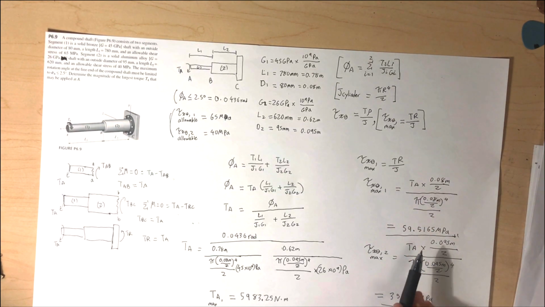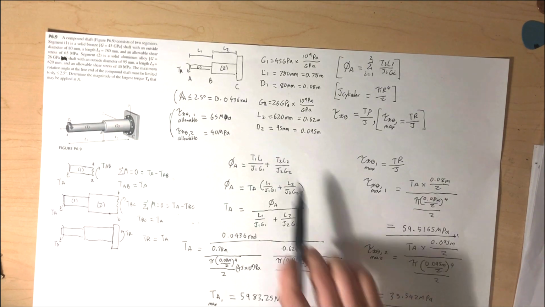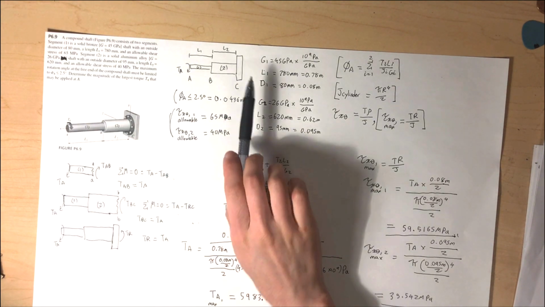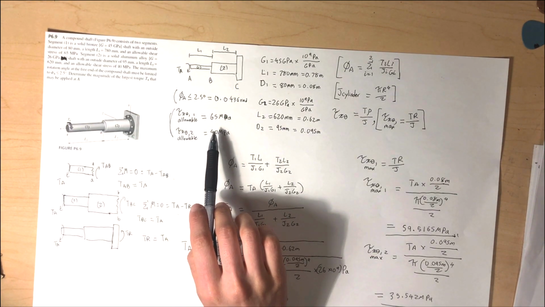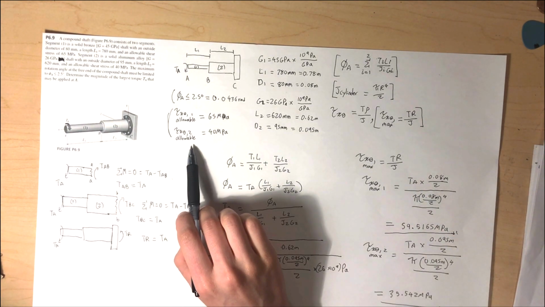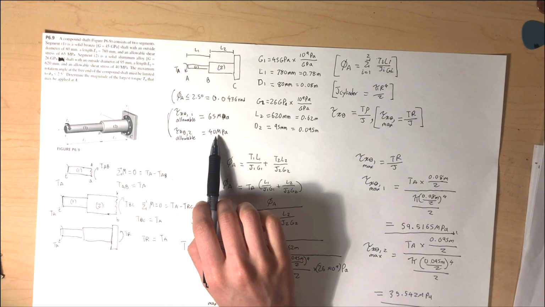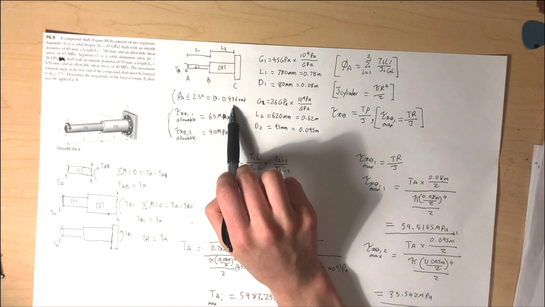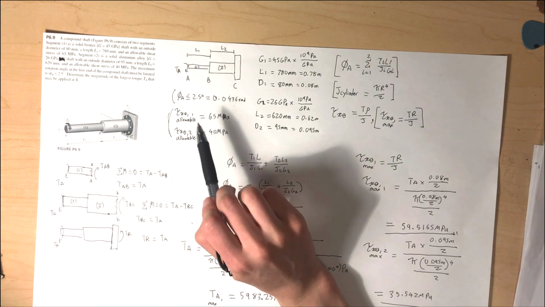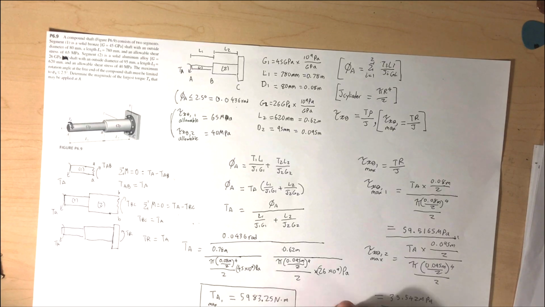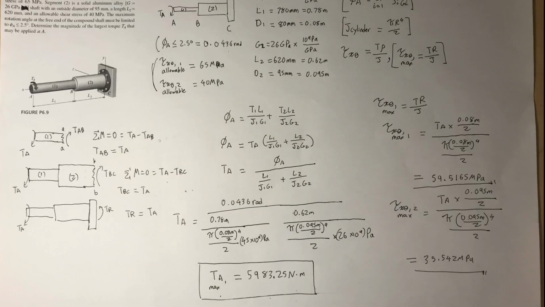Our maximum allowable shear stress for segment 1 is 65 megapascals, which this adheres to, and for member 2, 40 megapascals, which this also adheres to. Therefore, our max allowable load is only going to be determined by our first limiting condition of the rotation angle being less than or equal to 2.5 degrees, and we get TA max allowable is 5,983.25 Newton meters.